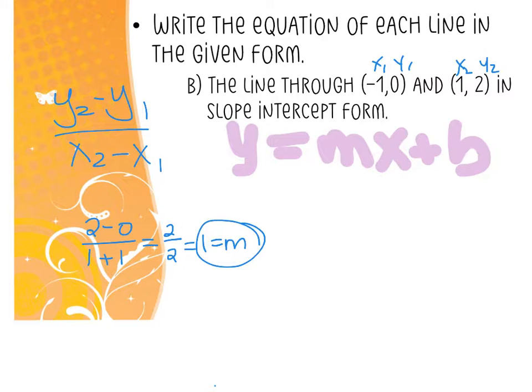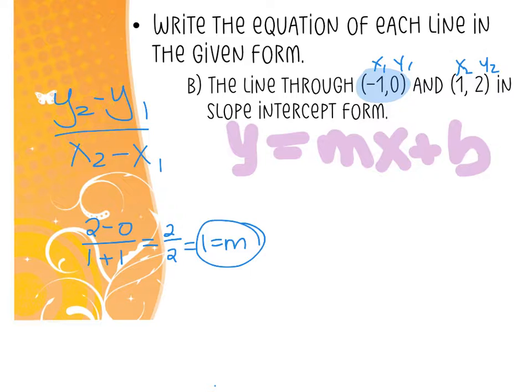What kind of intercept is it if I'm given a 0 for the y? Is it an x-intercept or a y-intercept? That's an x-intercept. That doesn't help me, right? If that was 0, -1, then I already know the b. The b would be -1. But because this is an x-intercept, it's still not enough information.